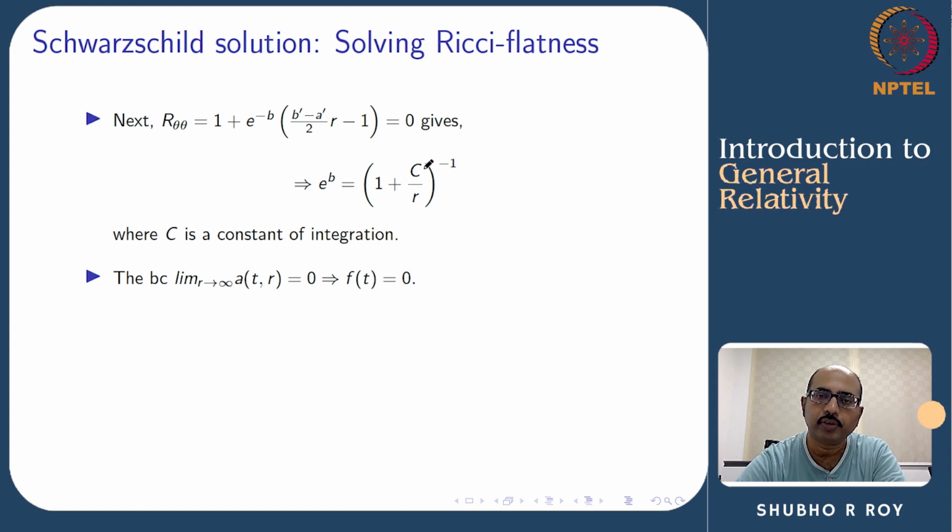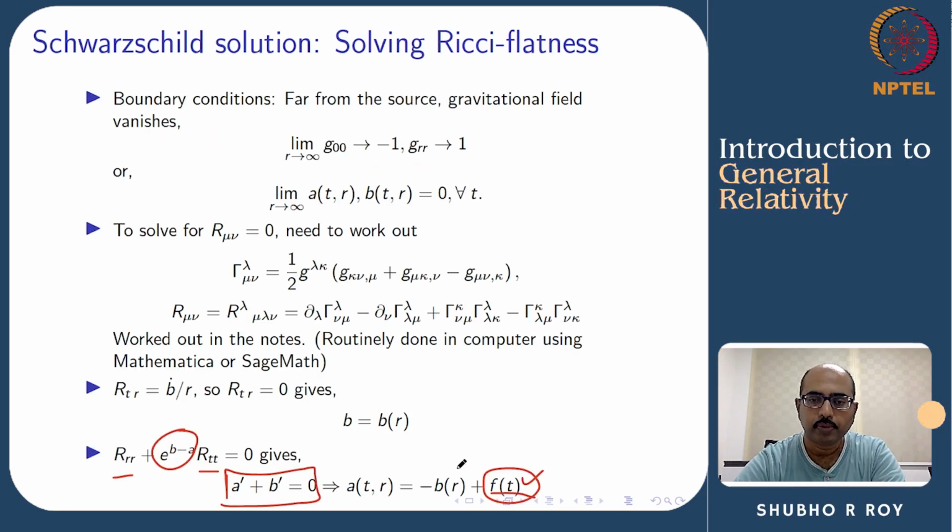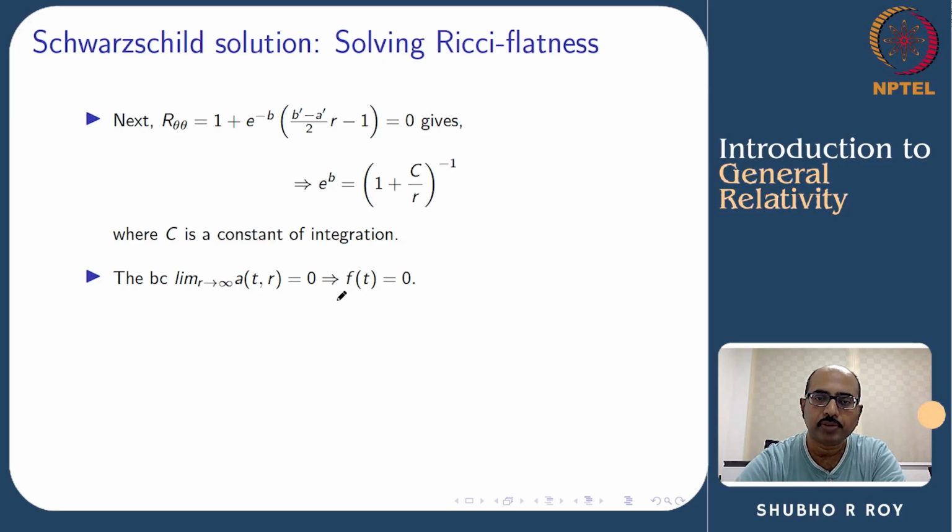So it's very obvious that e to the B is 1, which means B is 0. So as R goes to infinity, this term will go to 0. But A also has to go to 0 for all times. That means this f of t must be 0. Okay. Because this is R independent, so taking the limit at R equal to infinity should not matter to this term at all. So if it is 0 at R equals infinity, it is 0 everywhere. So f of t must be set to 0.